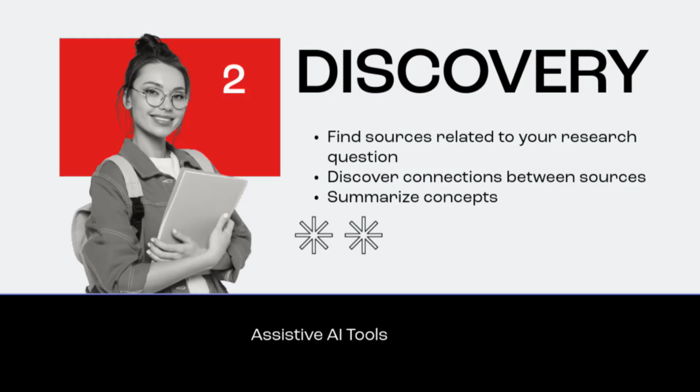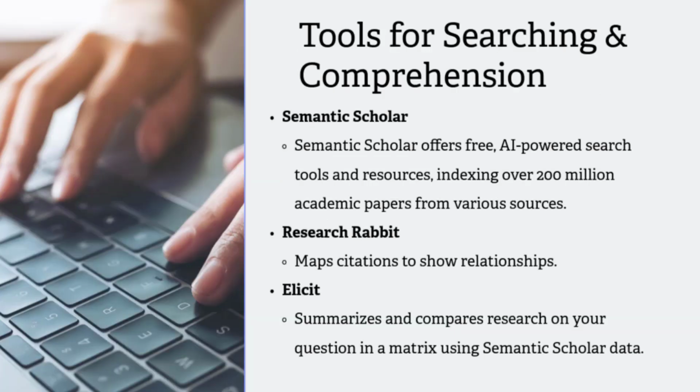I'm going to move on in the second half to discovery tools. These are things that will help you find research. We're going to talk about what I'll call assistive AI tools. They're still generative AI, but they are assisting you in completing a number of tasks. Those could be to find sources related to your research question, to discover connections between those sources, and also to summarize concepts.